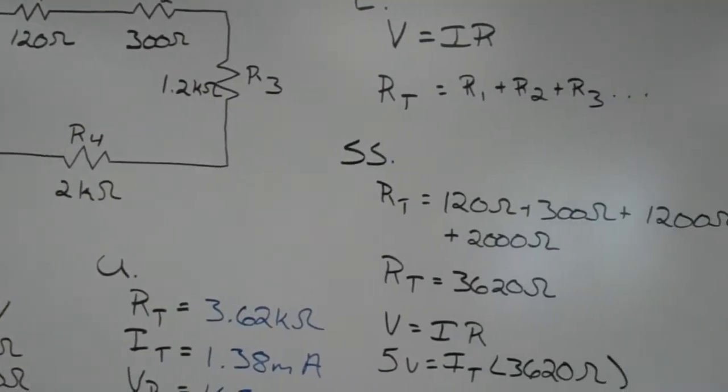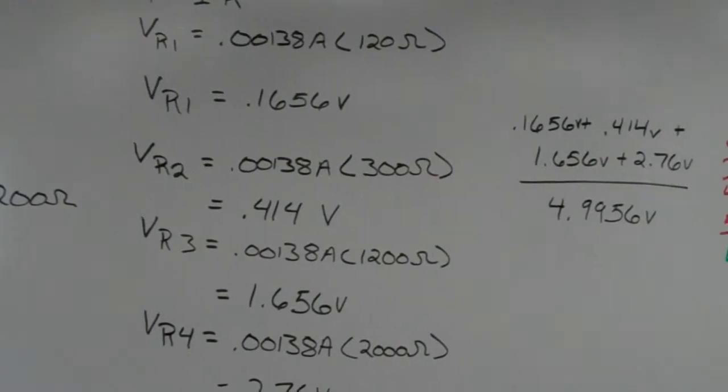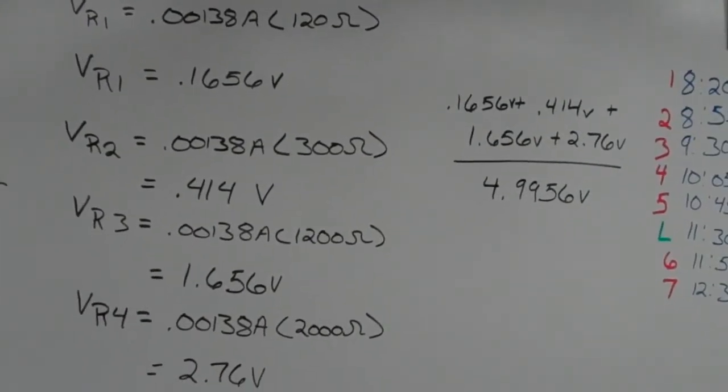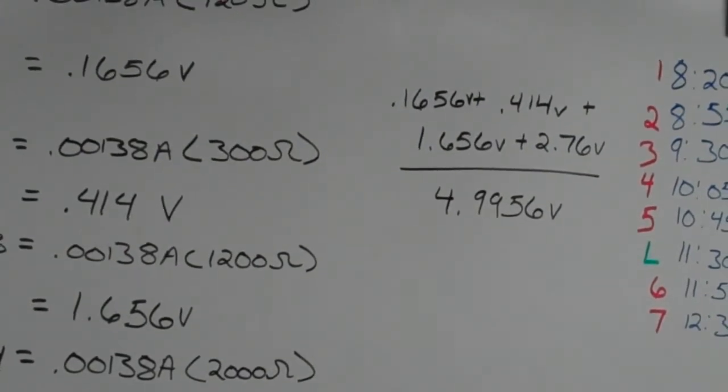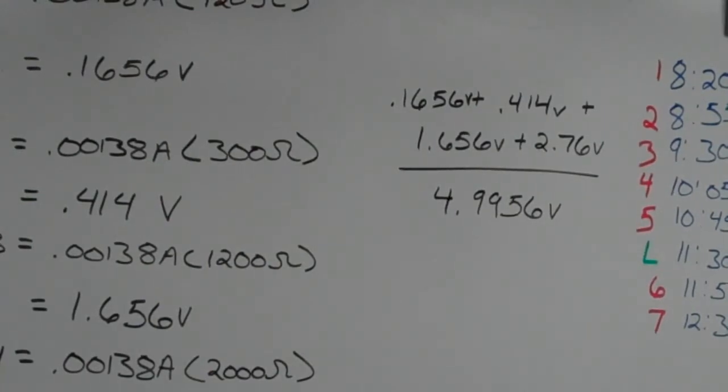So if I come over here to this side of the board, you will see that I did a little bit of math real quick that says I add up all those voltages I came up with. 0.1656 volts plus 0.414 volts. Notice I changed those back to base units. Plus 1.656 volts plus 2.76 volts. All of those add up to 4.9956 volts, which is pretty close to our 5 volts. The reason we're off by a little bit is that we rounded. So that is what we would do with a series circuit.